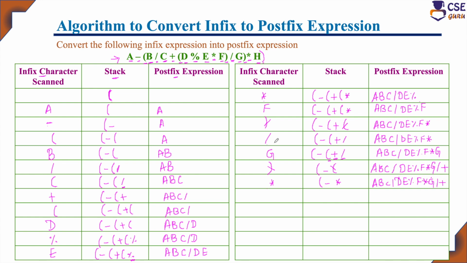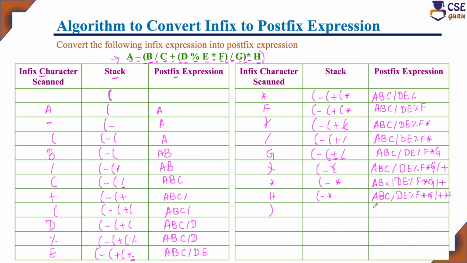Then comes the operand H. If it is an operand, directly place it in the postfix expression. So here postfix expression is ABC/DE modulus F star G slash plus and then H you have to place it. Okay. And next comes the closed parenthesis. So whenever you are encountering closed parenthesis, till you encounter open parenthesis, one by one, the top element of the stack you have to pop it and place it in the postfix expression.